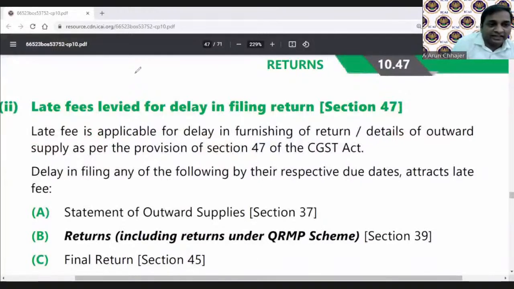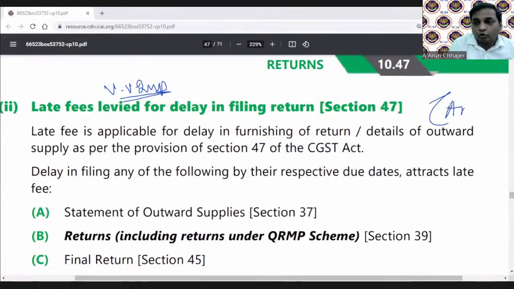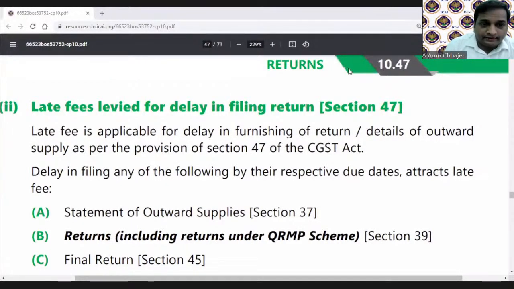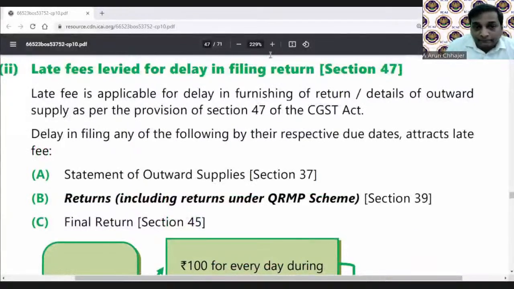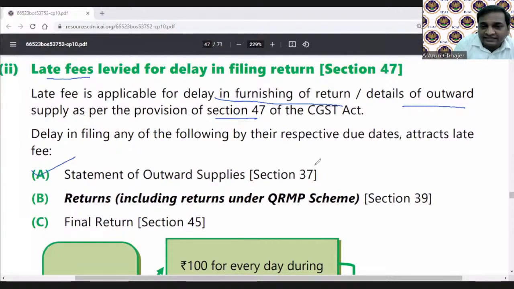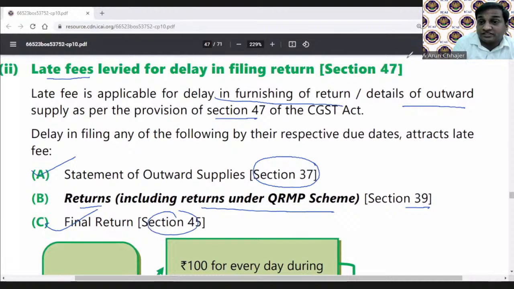Last topic, but very, very important. Why am I saying very, very important? Because there is a good amendment in section 47. Late fees is applicable for delay in furnishing the return or details of outward supply as per the provision of section 47. Section 47 talks about late fees leviable for filing the details of outward supply, returns including QRMP, section 39 that is GSTR 3B, and the final return that we discussed, GSTR 10.